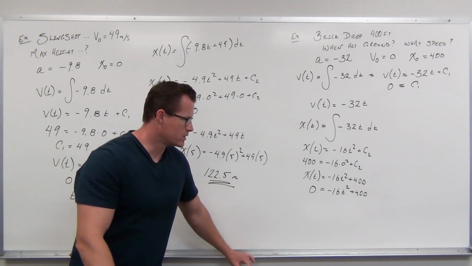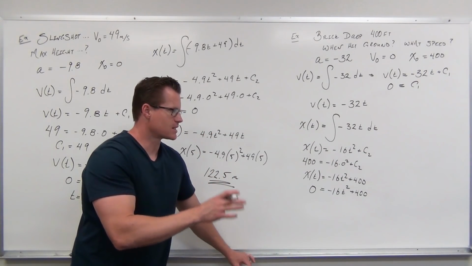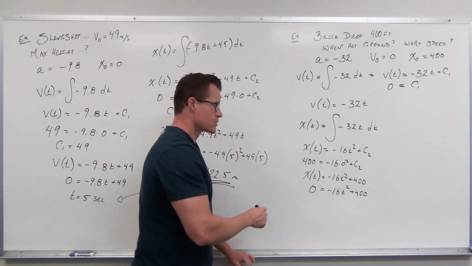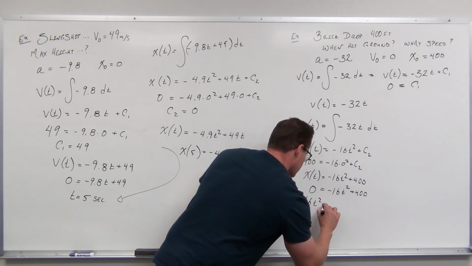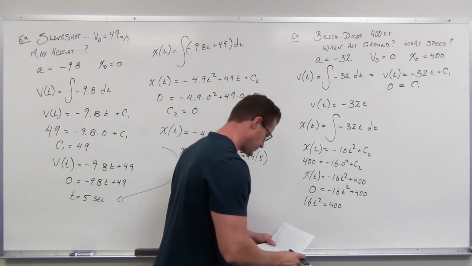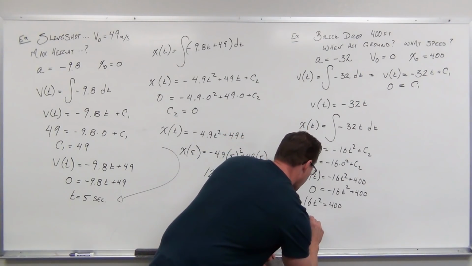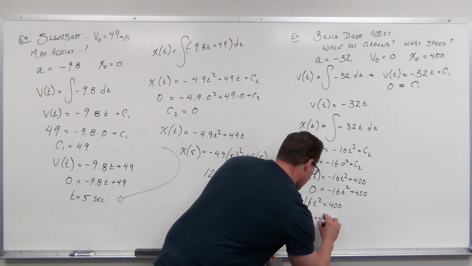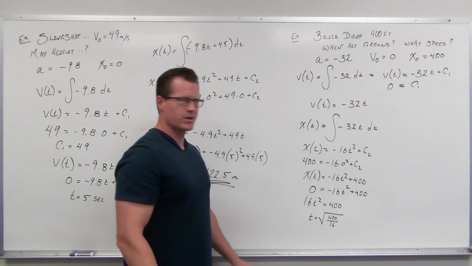So a variety of ways you can do it. You can try to factor, you can add 16t squared, divide by 16, take a square root. That's what I would do. So if we do that, add 16t squared to both sides, divide by 16, and take a square root. You don't need the negative.